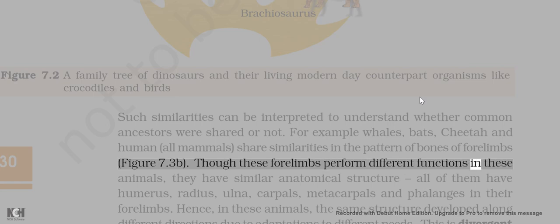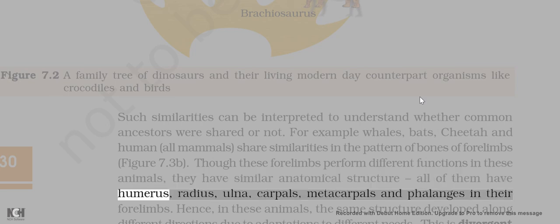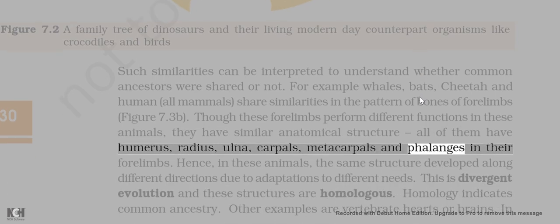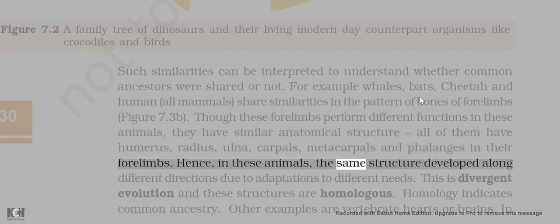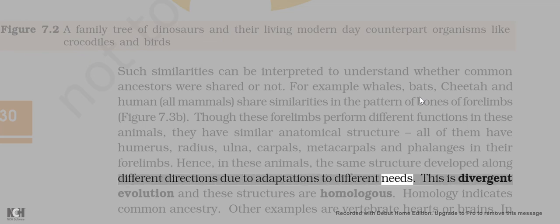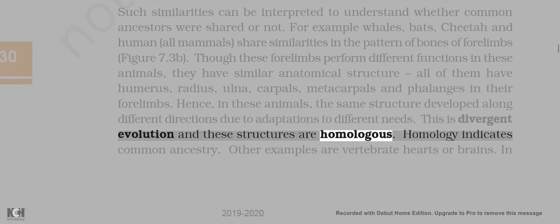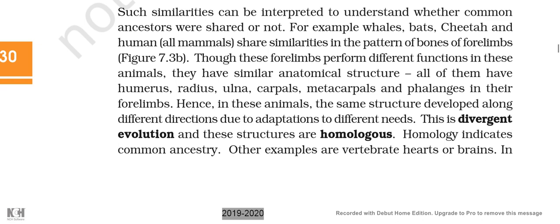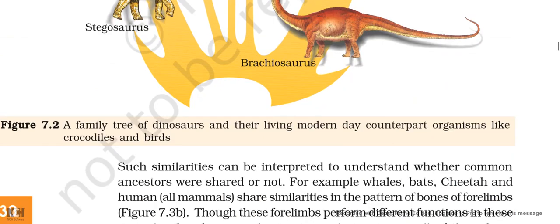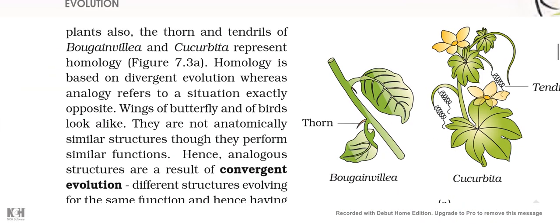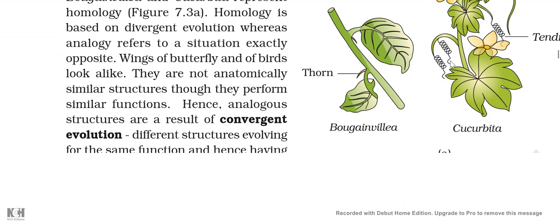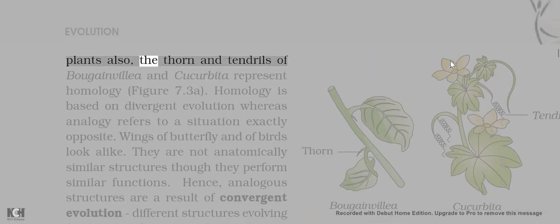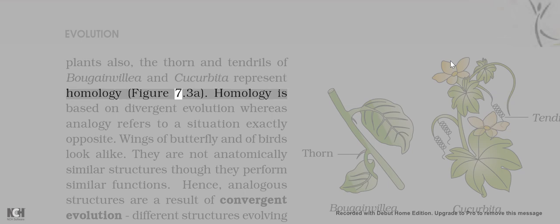Though these forelimbs perform different functions in these animals, they have similar anatomical structure. All of them have humerus, radius, ulna, carpals, metacarpals and phalanges in their forelimbs. Hence, in these animals, the same structure developed along different directions due to adaptations to different needs. This is divergent evolution and these structures are homologous. Homology indicates common ancestry. Other examples are vertebrate hearts or brains. In plants also, the thorn and tendrils of bougainvillea and cucurbita represent homology, figure 7.3a.